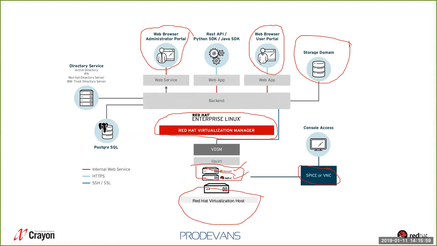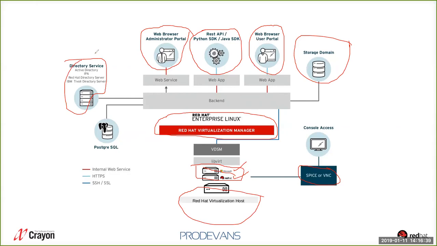VMs. Here you can see there are REST API services. These services are required to integrate with other services, like if you want to integrate with CloudForms or any other services. This API is required to integrate with different services. Here, this is directory services. In directory services, you can see Active Directory, IPA, Red Hat directory services, and Tivoli directory server, which is a product of IBM.